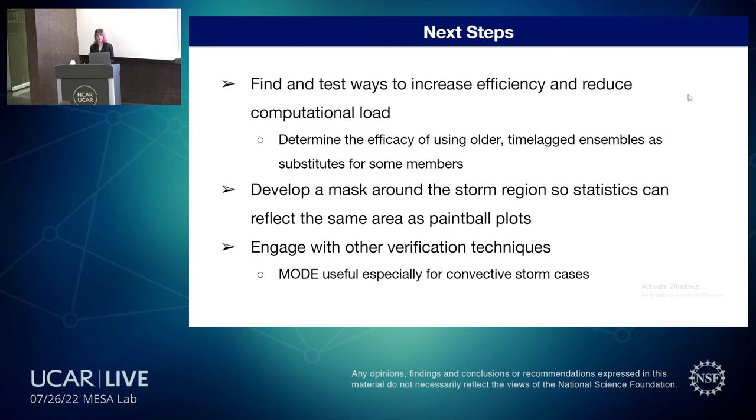We're also looking to develop a mask around the storm region so that the statistics can reflect the same area as the paintball plots. Right now, those statistics are for the whole of the United States, and it would be nice to have that comparison for the specific storm area. And finally, of course, we'd like to engage with other verification techniques such as MODE, which I mentioned earlier. It's useful especially for convective storm cases.